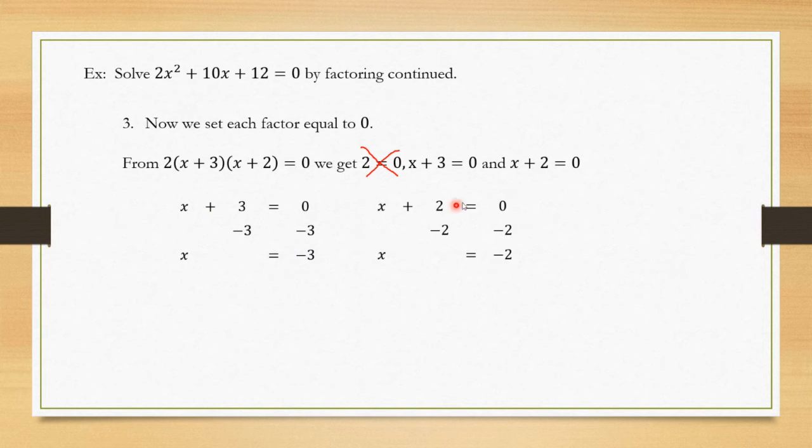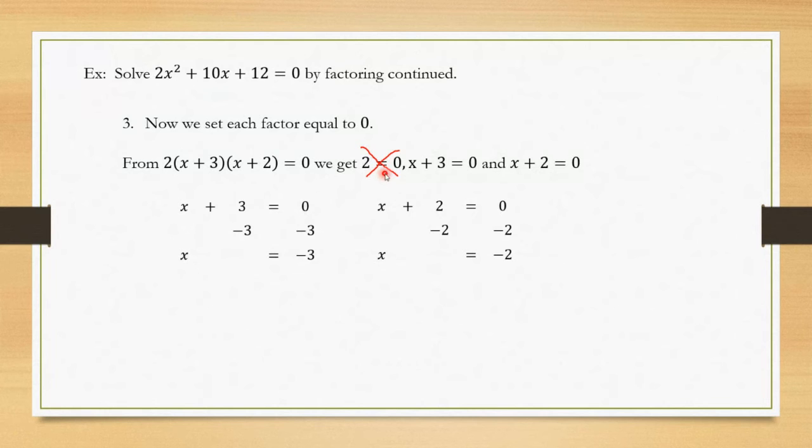Same thing with the x plus 2, right? We want x all alone. So we're going to subtract 2 from each side. Doing so, we get x all alone on the left, and we get x equals negative 2. So from here, we have x equals negative 3. We have x equals negative 2.